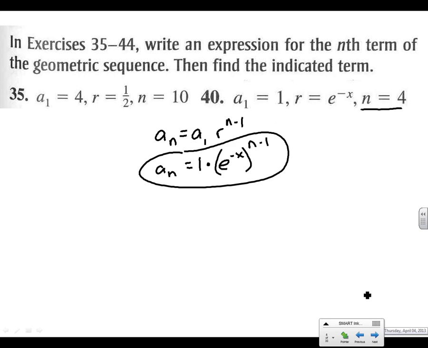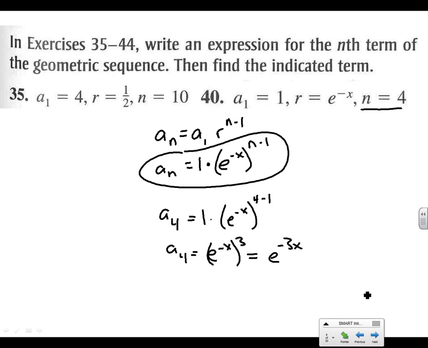And if we set it equal to a sub n, it becomes an equation. And let's go ahead and plug in 4 for n. So we want to find a sub 4. 1 times e to the negative x to the 4 minus 1, which is to the third. I'm going to lose the 1 on the outside. e to the negative x to the third. And we can distribute in the 3 there, so it becomes e to the negative 3x, which would be our final answer there.